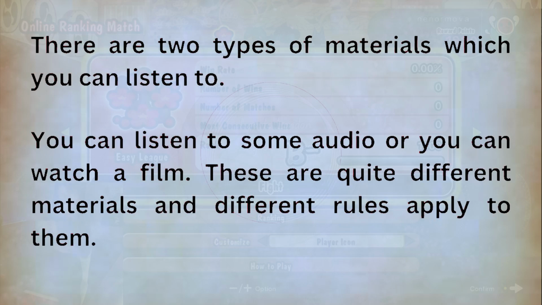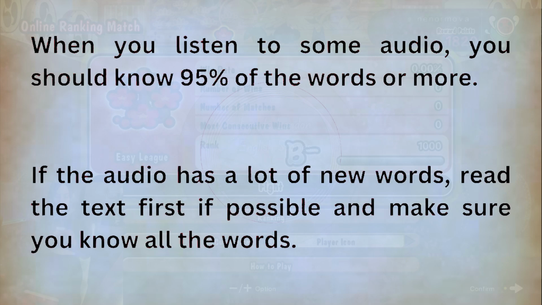There are two types of materials which you can listen to. You can listen to some audio, or you can watch a film. These are quite different materials, and different rules apply to them. When you listen to some audio, you should know 95% of the words or more.